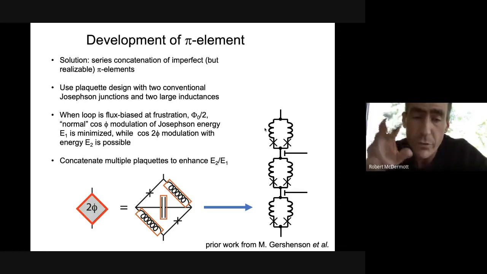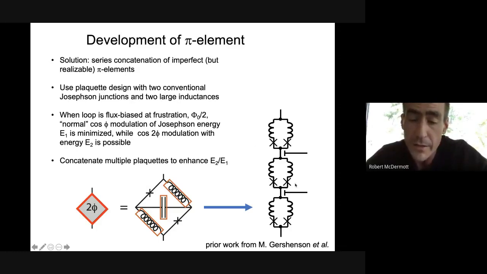And then in order to make the composite element better and better, we just concatenate more of these imperfect elements. And so that's the strategy that we're taking here. And I want to cite some prior work from Misha Gershenson and his group at Rutgers. I think what we're doing here differs from that in the key way that for the implementation that Wisconsin and Syracuse are taking, now we've got some local biasing of fluxes and charge on the entire array. So that's our strategy here.